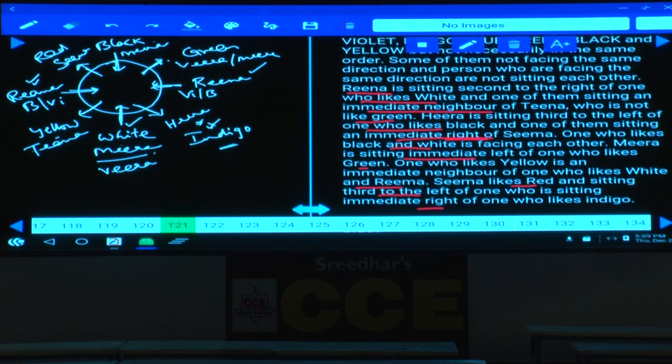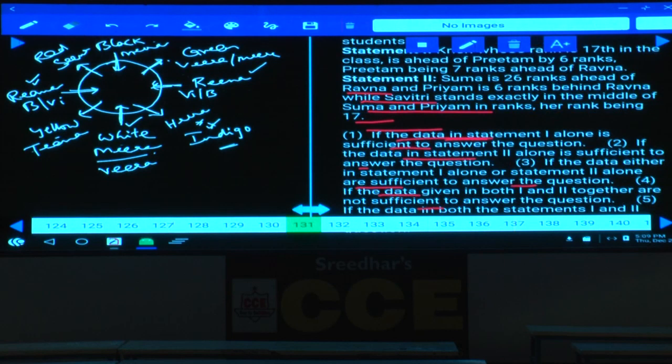Next one, after 121 to 125, is 126 to 130. Done. 126 to 130. Next one, 131 to 133. Now these questions, 131 to 133, are based on data sufficiency.